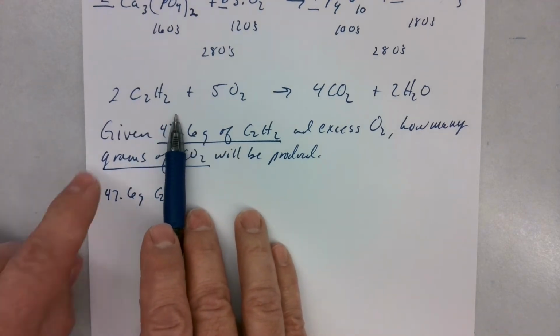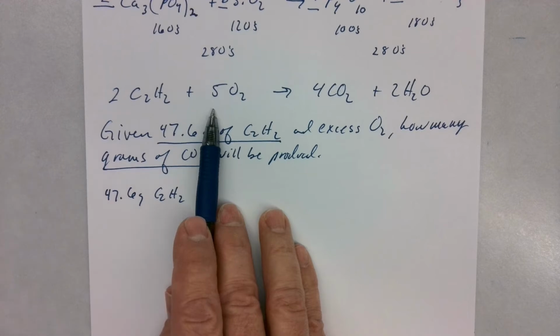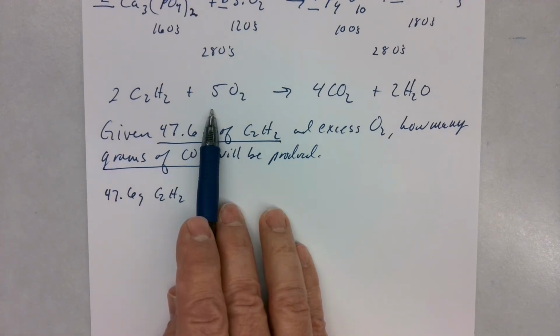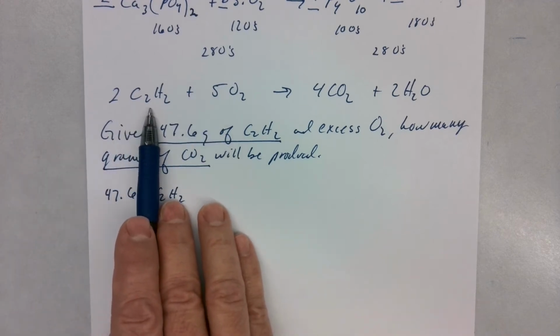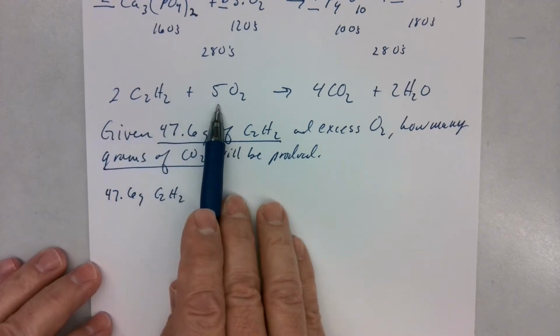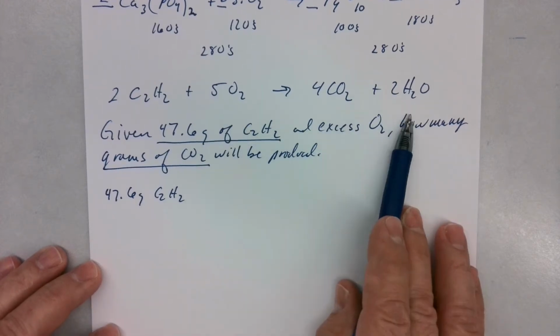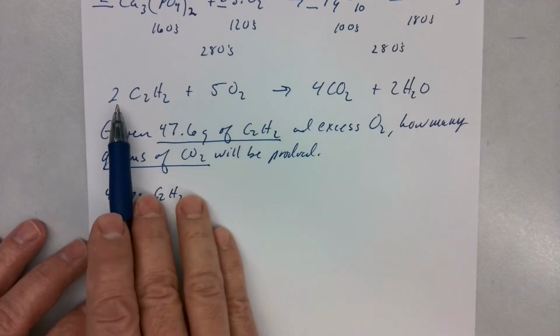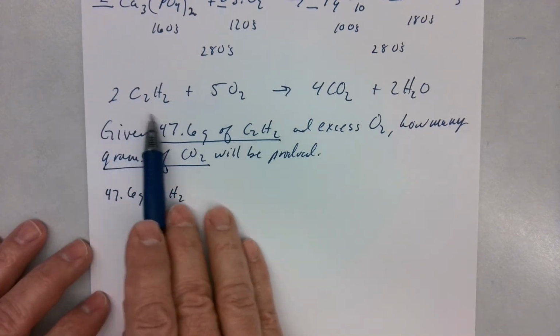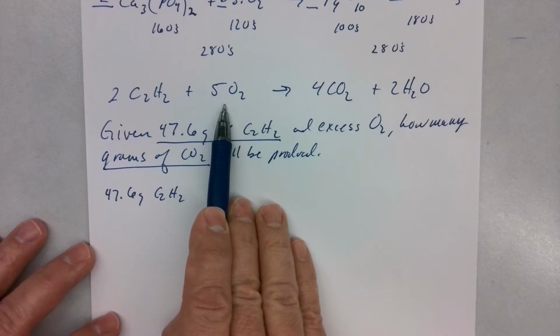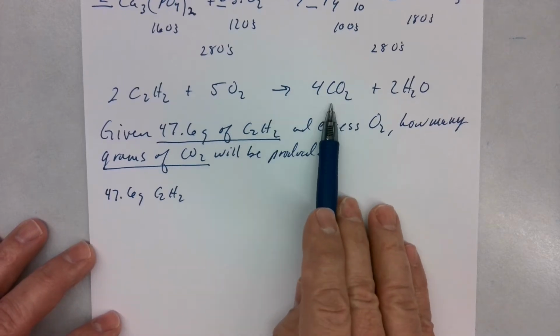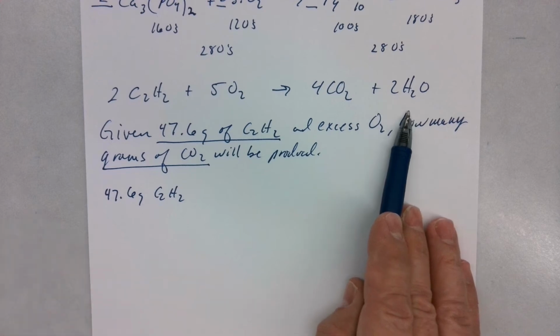So what this says is these coefficients are in two units. They are in moles or they are in molecules. They are never, ever, ever in grams. Ever. So this says that if I have 2 moles of this, I need 5 moles of that, and I'm going to produce 4 moles of that and 2 moles of that. Or it says I have 2 molecules of this and I need 5 molecules of that to produce 4 molecules of that and 2 molecules of that.